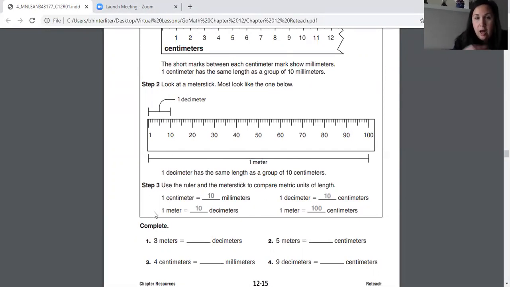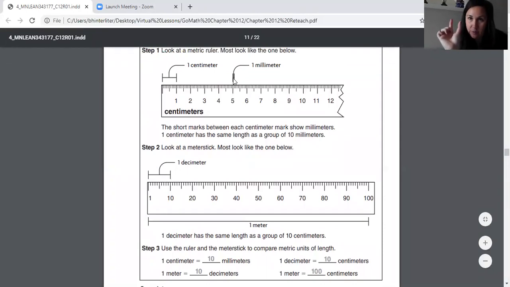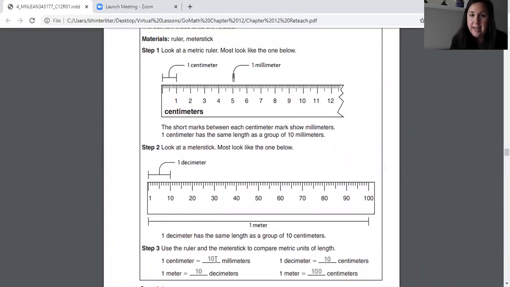Step 3, our job is to come up with these. Now, they've already been filled in for us, and they're going to work as a really nice key here. So, using the ruler and the meter stick to compare the metric units of length. 1 centimeter is worth how many millimeters? Well, if we scroll back up, we said that how many millimeters had to be next to each other to equal a centimeter? That would be 10, which is listed right there. Let's look at the next one. 1 meter. This whole meter right here is worth how many decimeters? Well, we said if this is 1 decimeter, how many had to be put in a row to equal 1 meter? The answer again is 10.